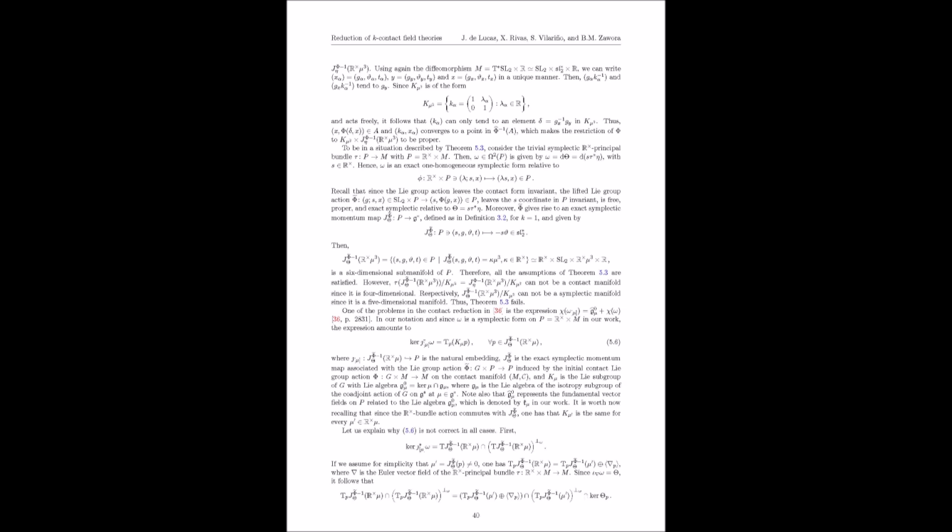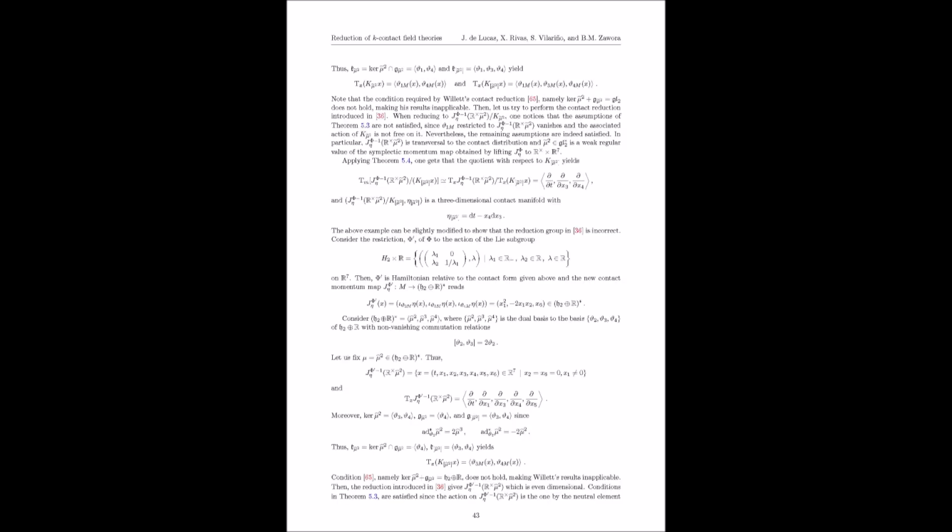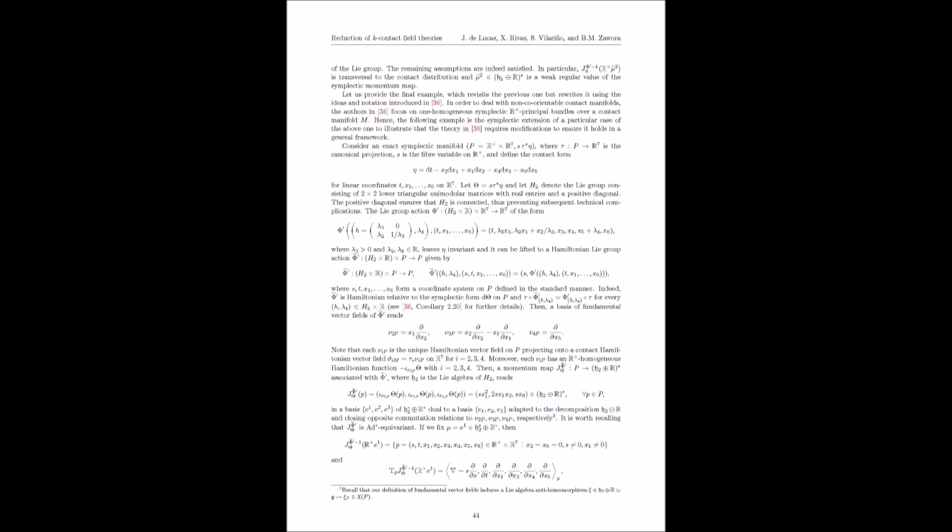Got it. Now, the focus shifts to exact k-symplectic manifolds. Why the emphasis on exact? An exact k-symplectic manifold is one where the k-symplectic form is the exterior derivative of some R^k-valued one form. So, ω = -dθ. This is like a k-symplectic potential. Okay, it has a potential. Right. And if the Lie group action preserves this potential, meaning Φ_g*θ = θ for all g in G, we call it an exact k-symplectic Lie group action.